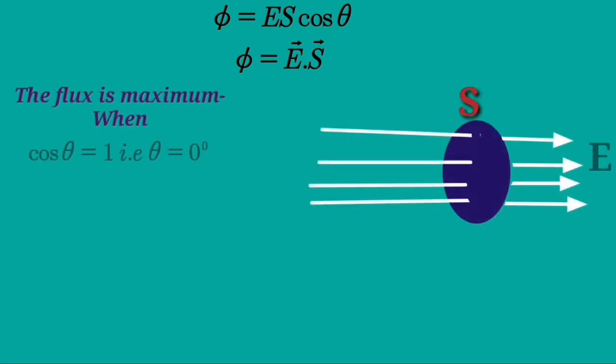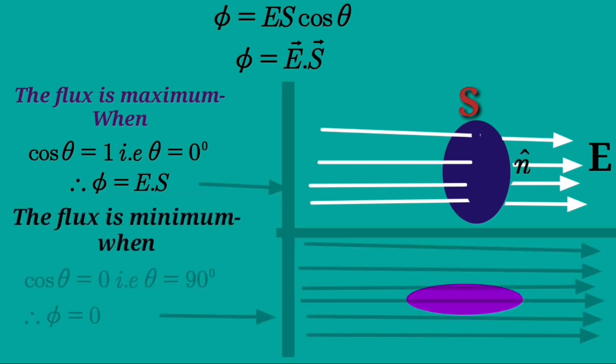Therefore, the value of flux is maximum when cos theta is equal to 1, that is, theta is equal to 0 degree. Therefore, flux phi is equal to E into S. Here, theta is the angle between the unit vector of the cross-sectional area and the electric field E. So, we can say that the electric flux is maximum when the cross-sectional area is perpendicular to the electric field.